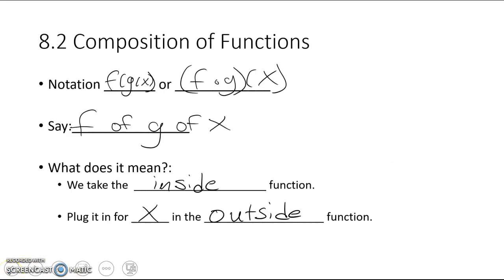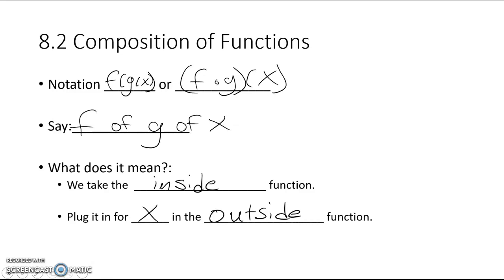Okay, so here are the 8.2 notes for Algebra 2. This is the second section of notes, composition of functions. This is kind of a special operation because most of this chapter deals with operations of functions. This composition is more of a specialized operation.